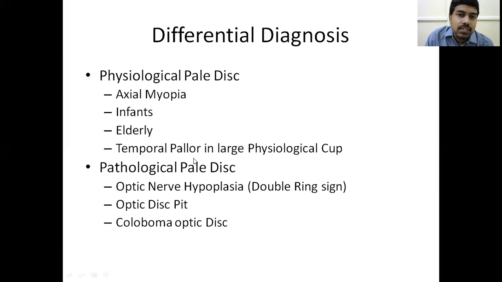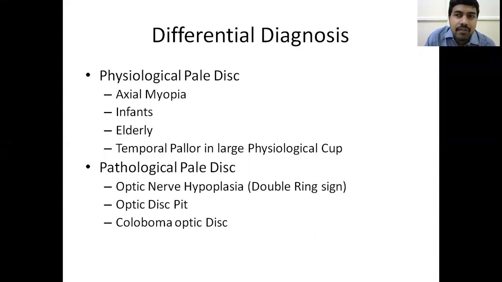And similarly, pathological pale disc. Optic atrophy means roughly the disc is pale, to say. So what are the causes of pathological pale disc? Optic nerve hypoplasia. We learned about this in our congenital optic disc anomalies, that is the double ring sign and all this. And optic disc pit and coloboma of optic disc. Coloboma means, I told you, congenital absence of any tissue. So pathological pale disc is seen in case of optic nerve hypoplasia, optic disc pit, and coloboma of optic disc. So these are the differential diagnosis: a physiological pale disc and a pathological pale disc.